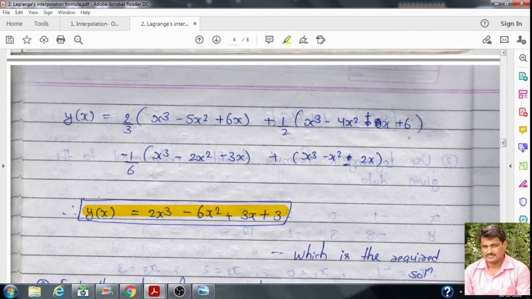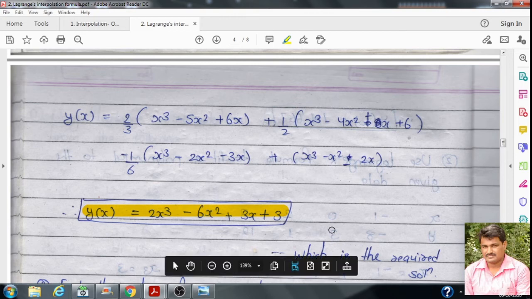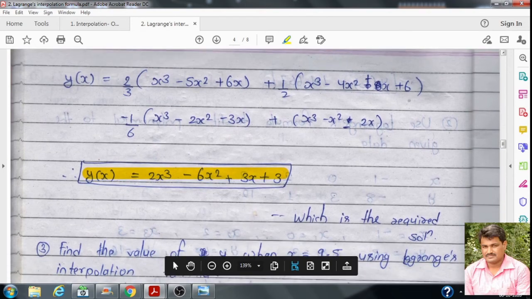Here we have calculated the general polynomial for the given data using Lagrange's interpolation formula. Then on the right hand side, you substitute any value of x and find the value of y. Means we can find the value of the dependent variable for any point of the independent variable. Then we consider another problem.